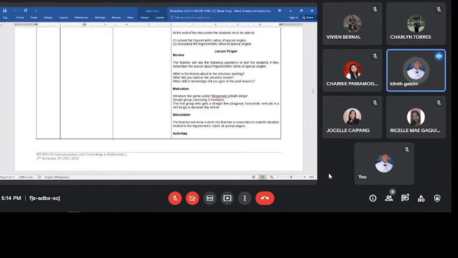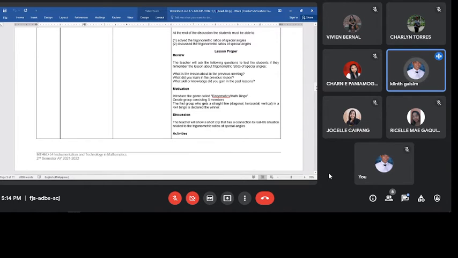For our motivation, we will introduce the game called Bingo-matics or Mat Bingo. The mechanics of the game is to create groups consisting of 5 members. The first group that gets a straight line, either diagonal, horizontal, or vertical, in a 4x4 bingo is declared the winner. And we will go into the discussion.